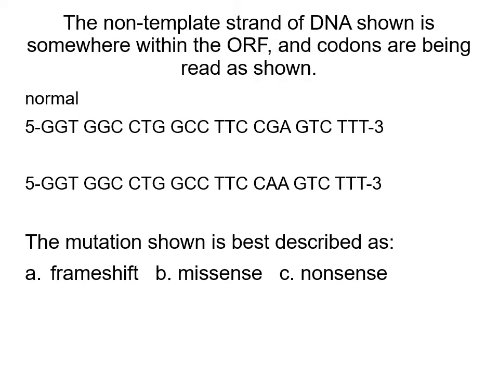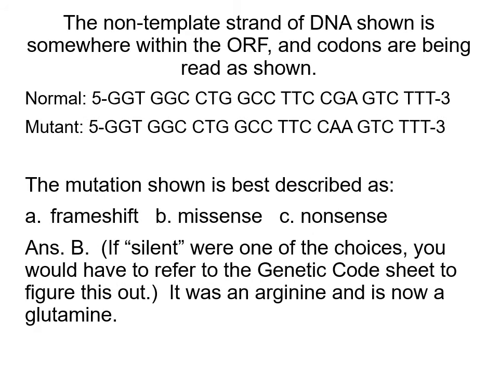Okay, so you can look at this and say, okay, the mutation shown is best described as frameshift, missense, or nonsense. Well, you need the genetic code to say what the change actually is, but it's a missense mutation because it's going to change the actual amino acid sequence. Now, if I'd put silent as one of the options, you would have had to go and look at the genetic code and see whether it was really missense or actually nonsense. Okay, so it's a B, missense, right? I looked at the genetic code, and it wasn't arginine, and now it's a glutamine. So it is, in fact, a missense mutation.